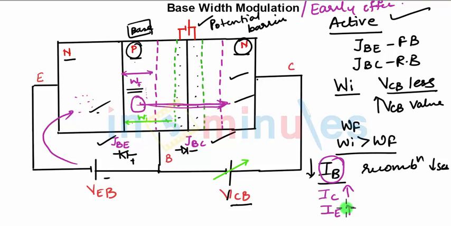This is the effect of increasing the reverse bias voltage, which is also called base width modulation. Why is it called base width modulation? As you increase the reverse bias voltage, the width of the base changes, hence it is called the base width modulation concept.